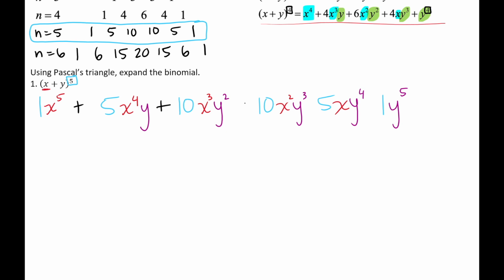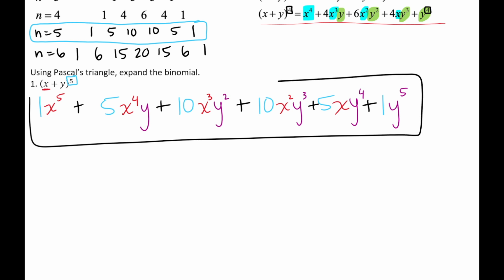All of these terms will be added together. And hey, look at that. We've done it. We have expanded x plus y to the power of 5.